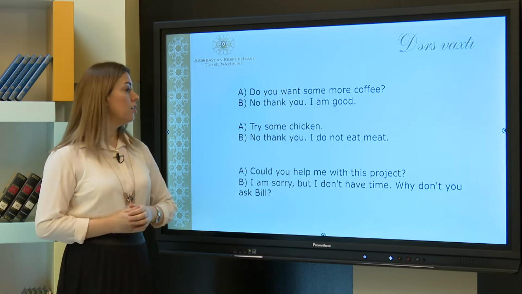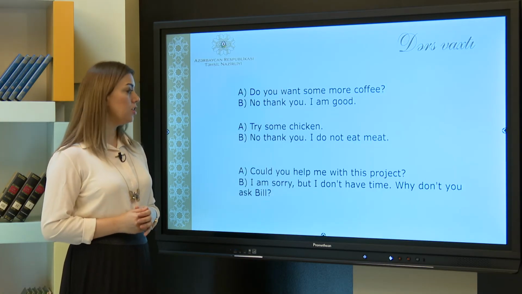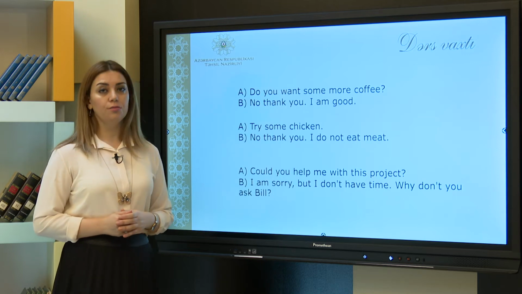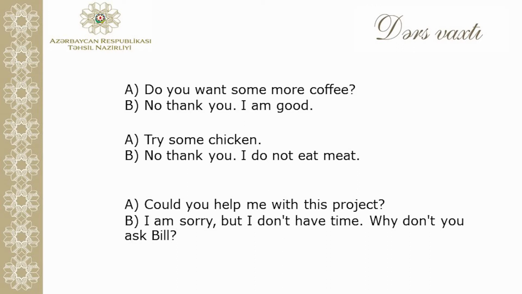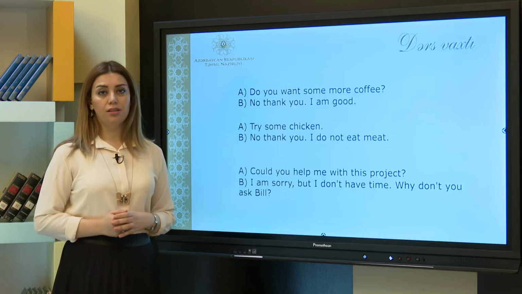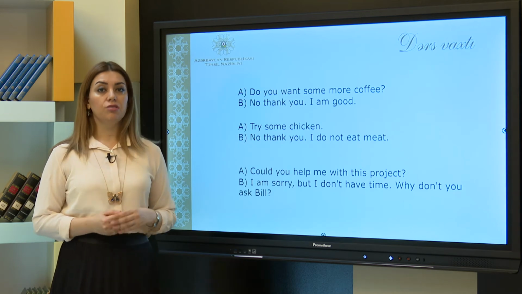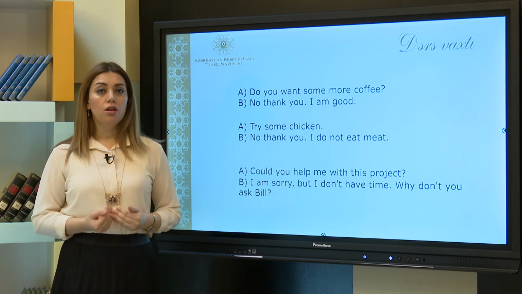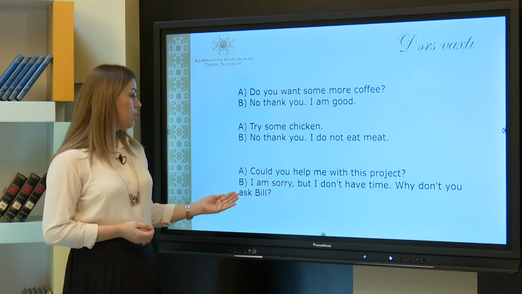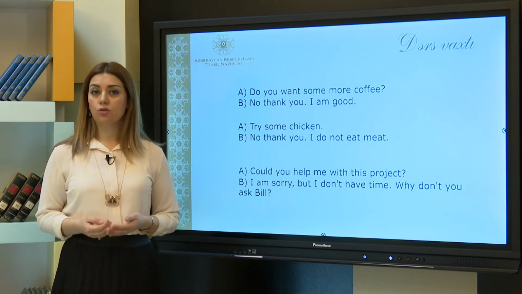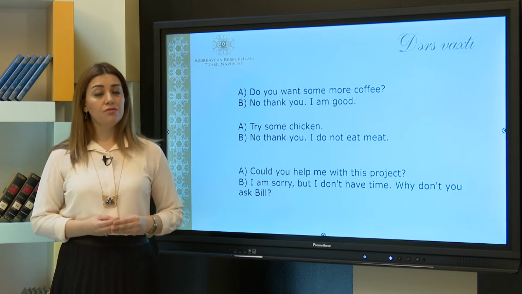Another example. Try some chicken. No, thank you. I don't eat meat. Could you help me with this project? I'm sorry, but I don't have time. Why don't you ask Bill? So you can say the reason why you say no. Also, you can offer another solution, like, why don't you ask Bill? You're giving another solution to your friend. And this is very polite.